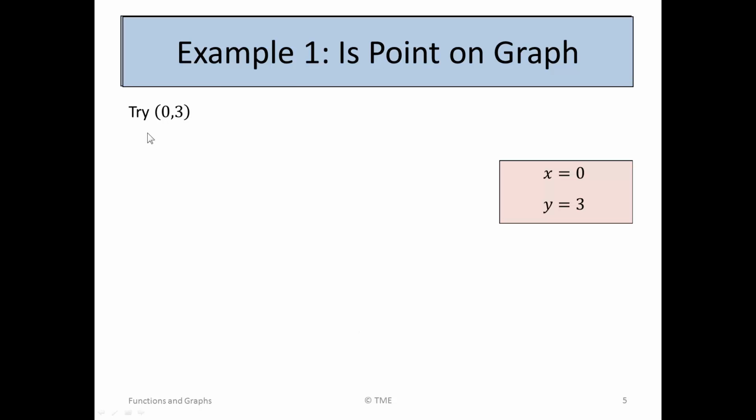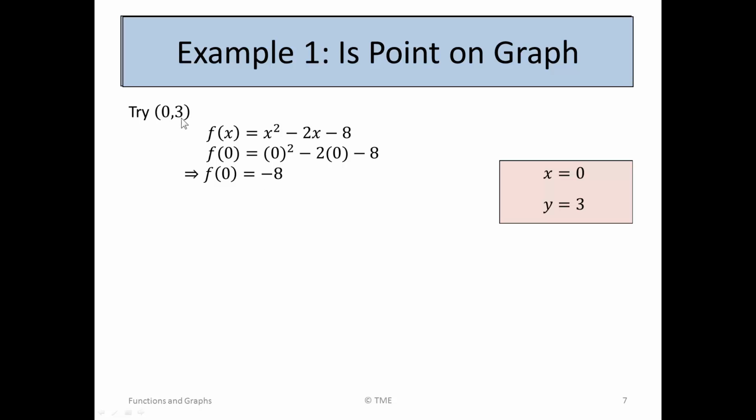So let's see now if the point (0, 3) satisfies our graph. Well, (0, 3) is (x, y), so x is 0, y is 3. So let's substitute the values now in here. f(x) is x squared minus 2x minus 8. So we're going to substitute x for 0. So f(0) is 0 squared minus 2 times 0 minus 8, or f(0) is 0 minus 0 minus 8, or minus 8.